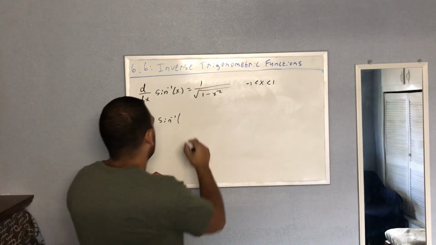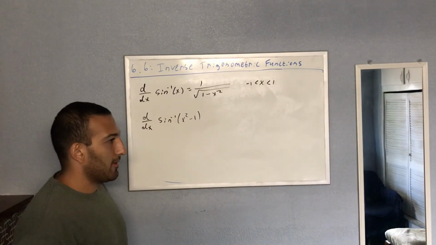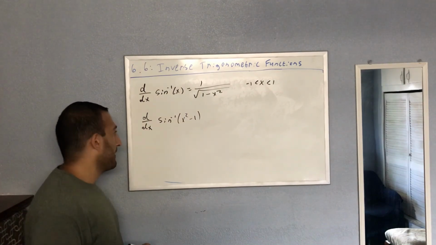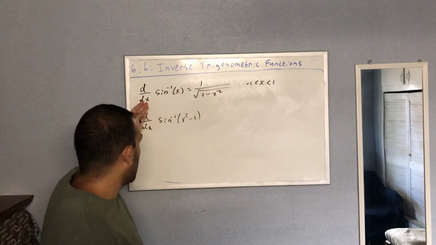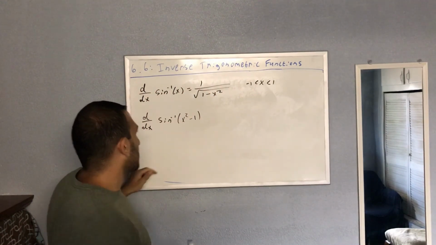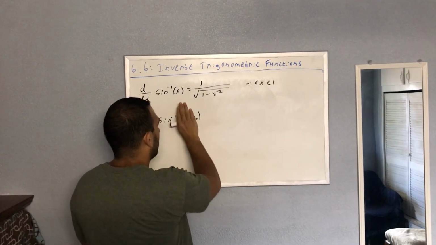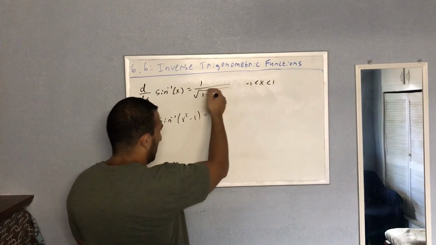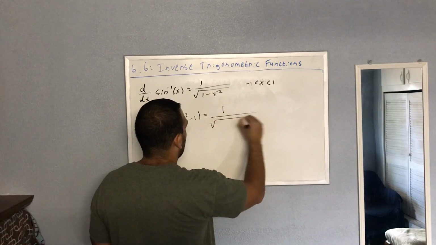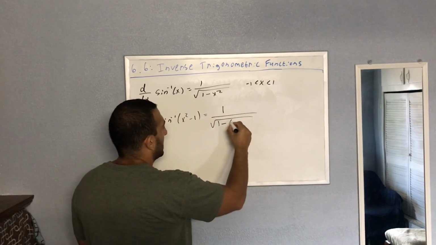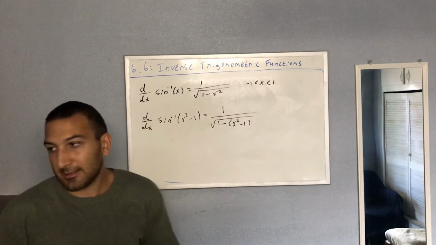x squared minus 1. Say you want to find the derivative of this function. According to this rule here, our x in this case is all of this. So we're going to again use the chain rule. We cover this up and say, according to our derivative formula, this is 1 over the square root of 1 minus the thing we covered up. So 1 minus the quantity x squared minus 1. That's what x is in this case.